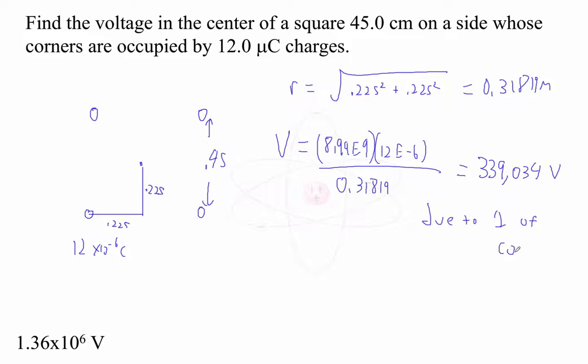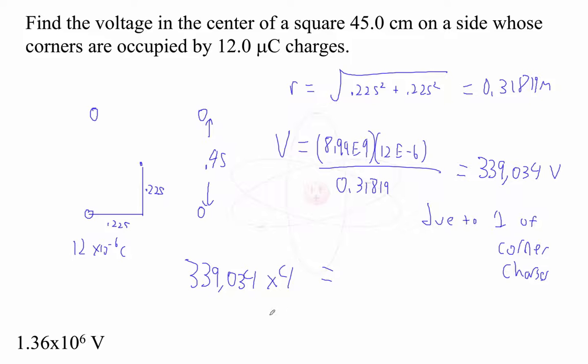of the corner charges. Of course, there's 4 of them, right? So the total voltage would be 4 of those, just multiplied by 4, right? So 339.034 times 4, because there's 4 of them, right?